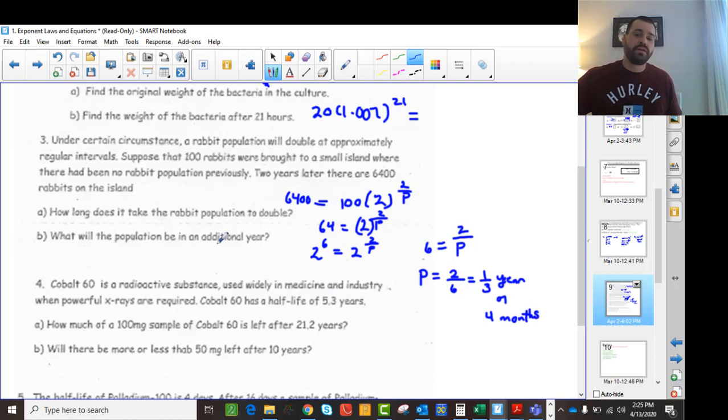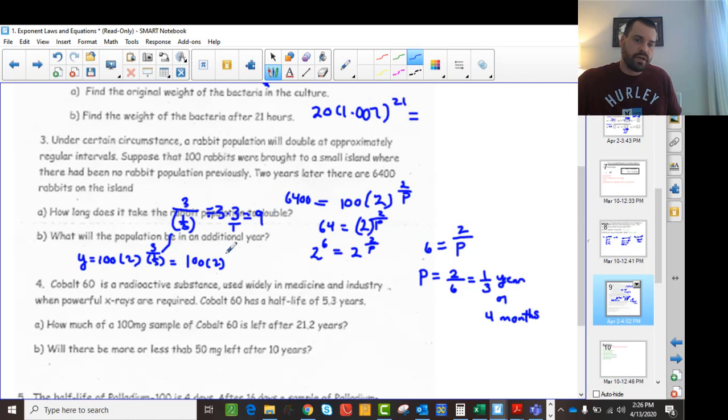And then it says, what would it be in an additional year? So now we would go back and say, okay, what's y then if we have 100 times 2 raised to the 3 years over 1/3? And you get 100 times 2 raised to the 3 divided by 1/3. I know you can't see that very well, so let me just write it here. It's 3 divided by 1/3. That's the same thing as going 3 times 3 over 1, because you invert and multiply, so you end up with 9. So it's 100 times 2 to the 9. And then again, you can do that on your calculator.